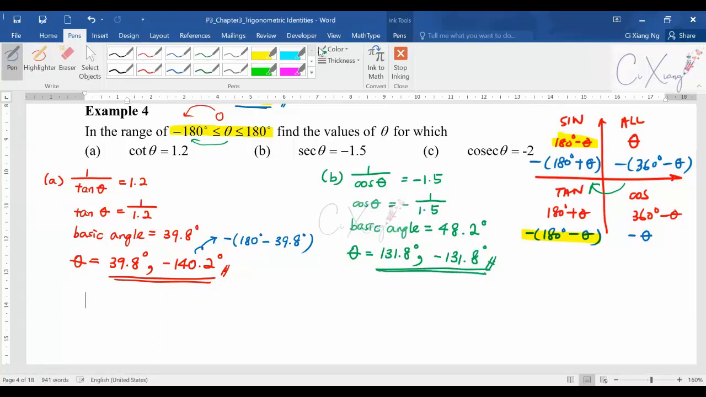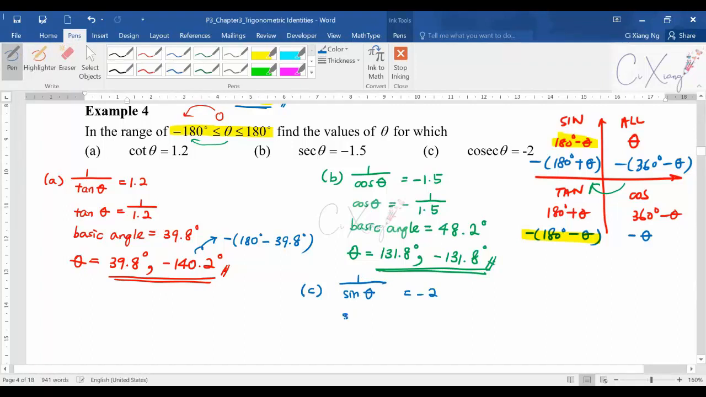All right, then next one, the third part. They're asking for cosecant theta equals negative 2. So cosecant theta, when I write it out, it should be 1 over sine, right? So 1 over sine. So sine theta should be equal to negative 1 over 2.